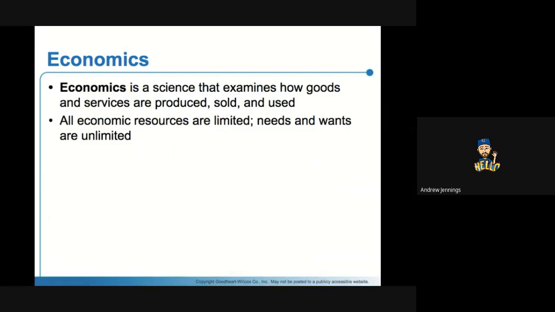This bullet point right here is on this slide, but it's going to have a lot to do with what we talk about on a few later slides. But know that all economic resources are limited and that needs and wants are unlimited. Save that, and we'll come back to it a little bit later.